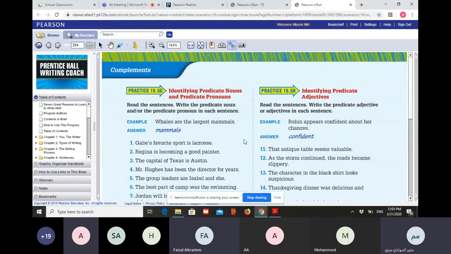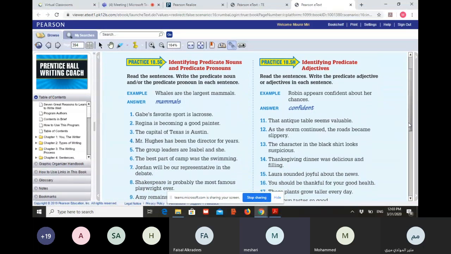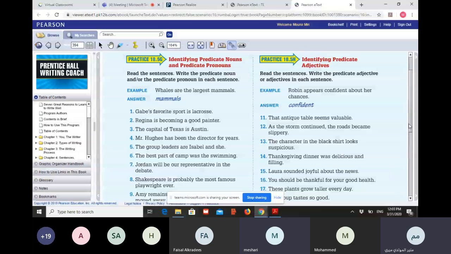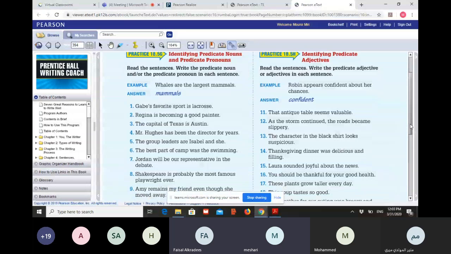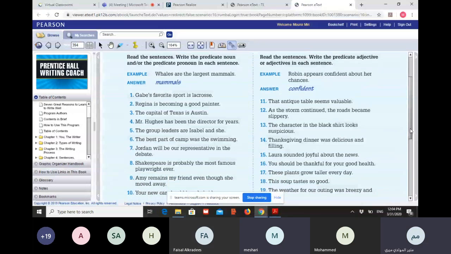Okay, so can you please read the directions on the page you see now on your screen? Identify predicate nouns and predicate pronouns. Read the sentence, then write the predicate noun or the predicate pronoun in each sentence. Example: whales are the largest mammals. Excellent. So here, "mammals" is the predicate noun because mammals identifies the subject of the sentence, which is whales.